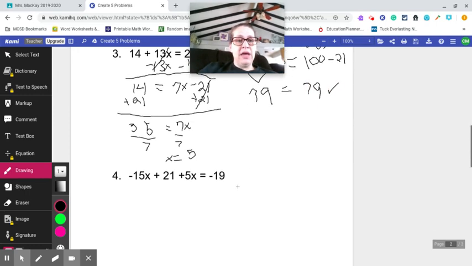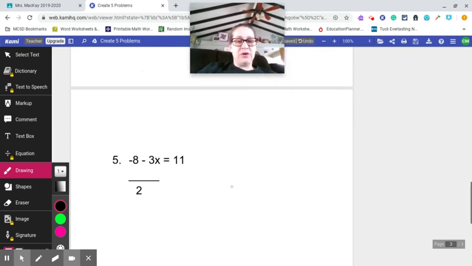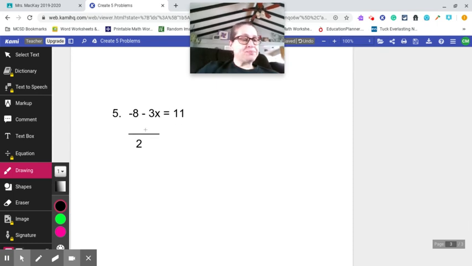Okay, and just for fun, I threw in a problem with a fraction in it. So first step, we need to get rid of this fraction. So I'm going to multiply both sides by 2, because right now the 2 is dividing what's up above it. Okay, this gets rid of my fraction and leaves me with negative 8 minus 3x equals 22.